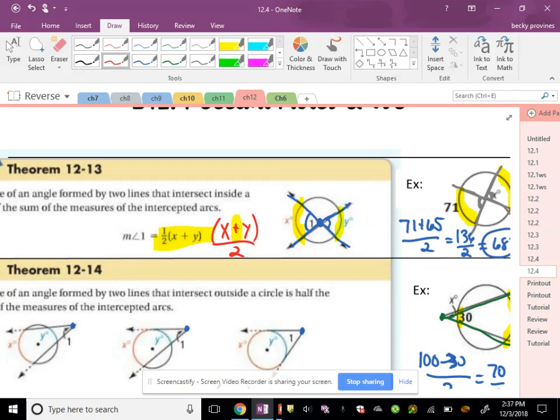Now, I know the equation here shows you're going to times by a half. I prefer dividing by 2. That's your own preference. Either way will work.